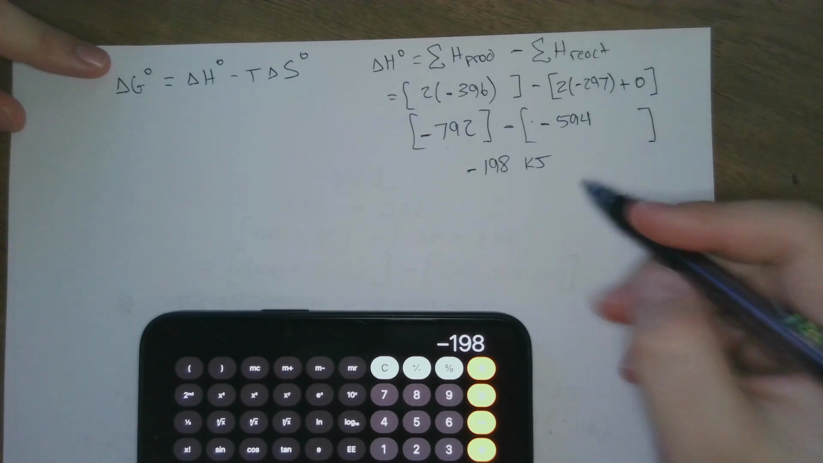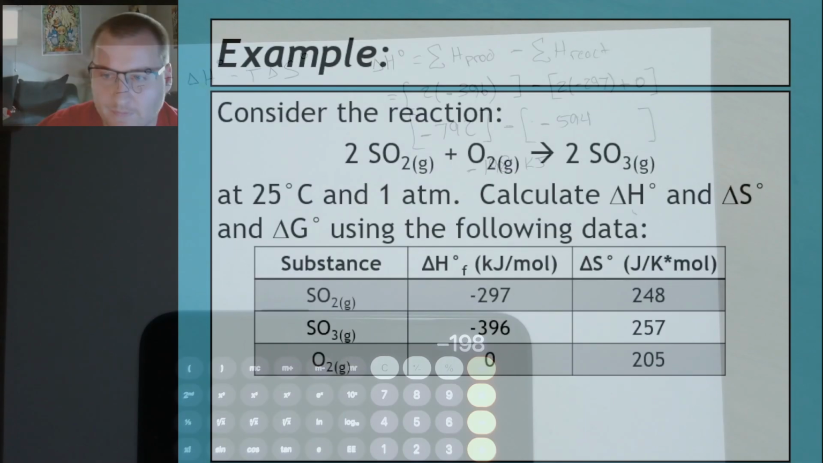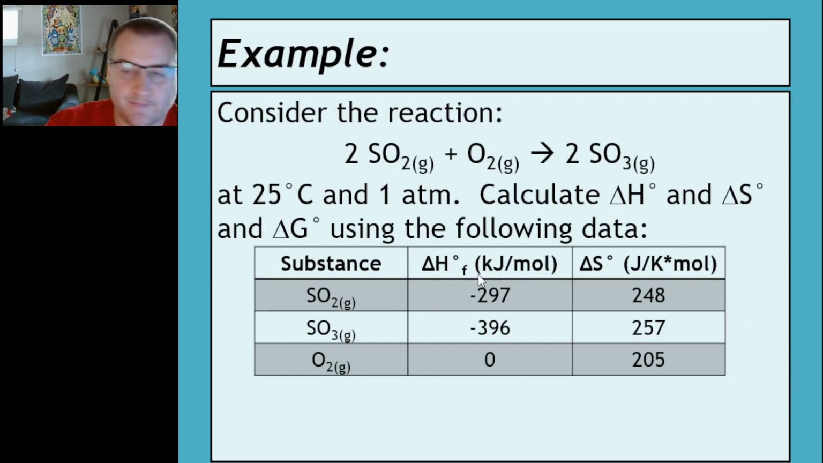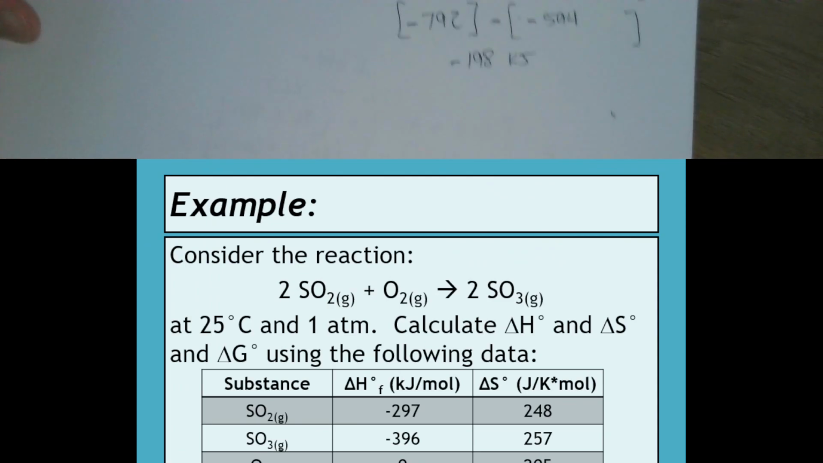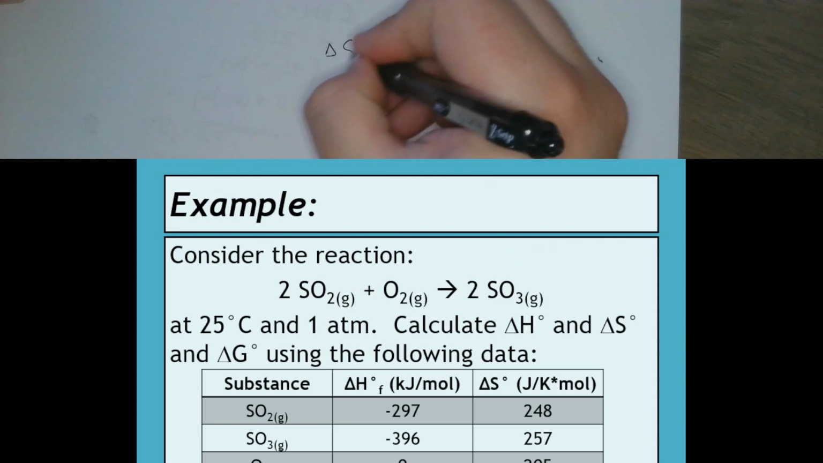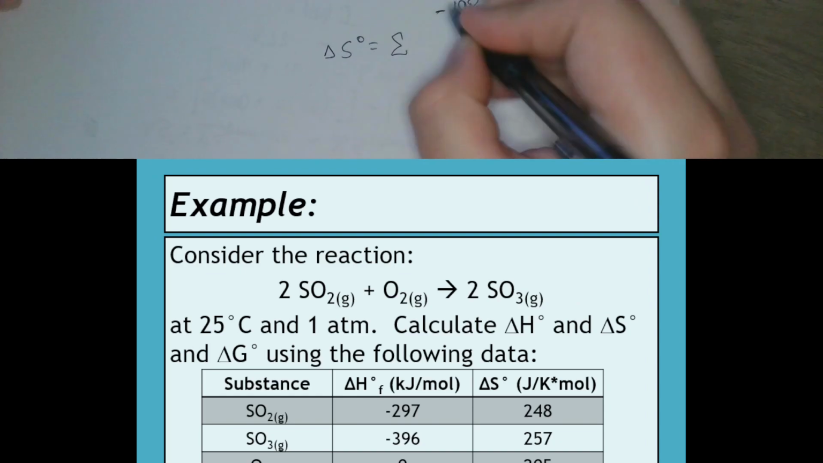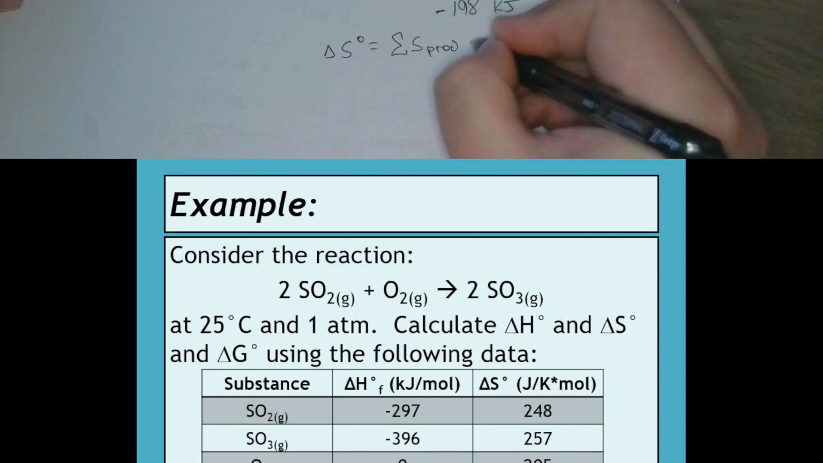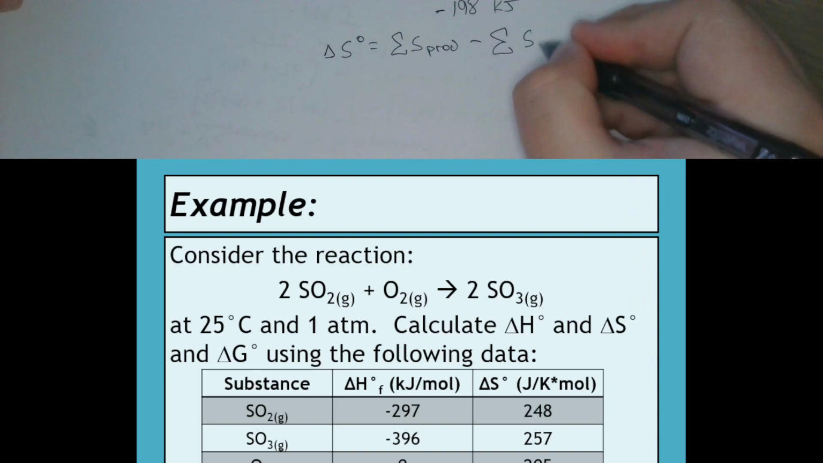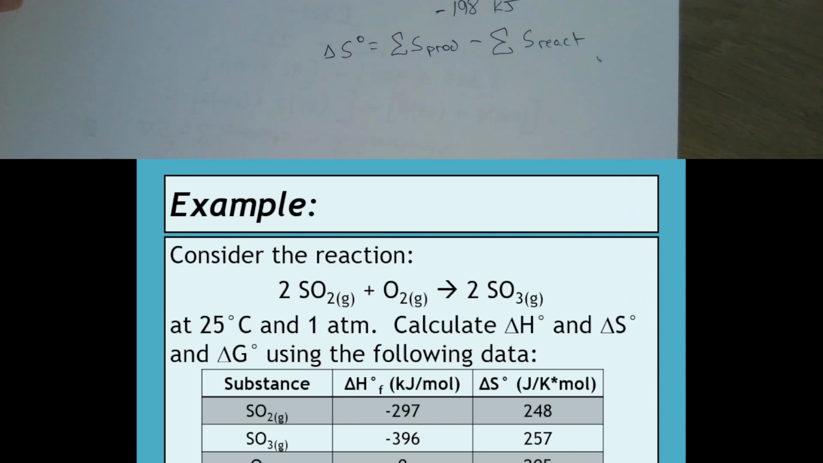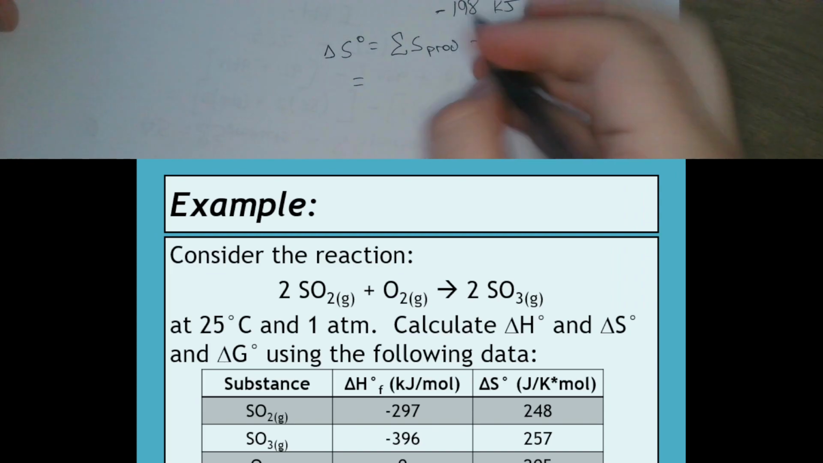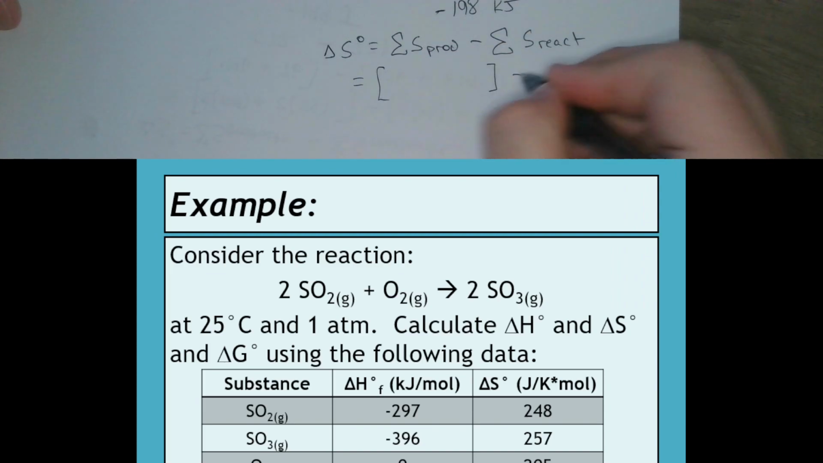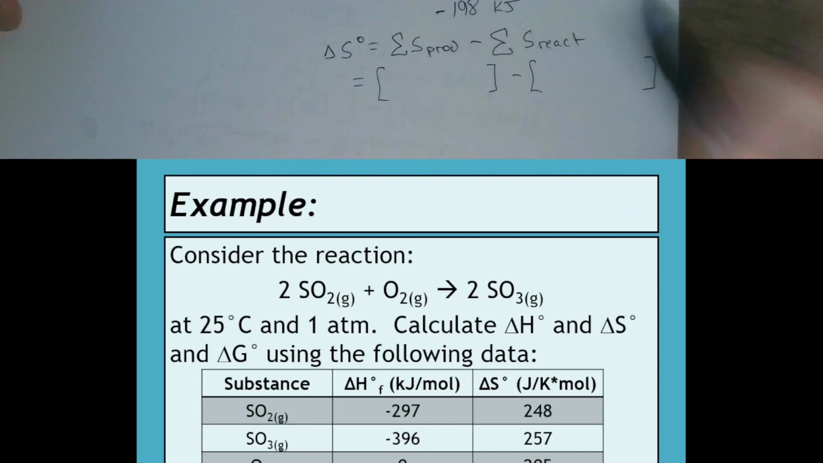If I look back, I know it's in kilojoules because if I look back at my data table, it was given to me in kilojoules. All right, now we're going to repeat the same thing with S using the other information in this table. So I'm going to write a new reaction for delta S. It is the sum of the S of the products minus the sum of the S of the reactants. So my product, I only have one again, put it there, minus my reactants.